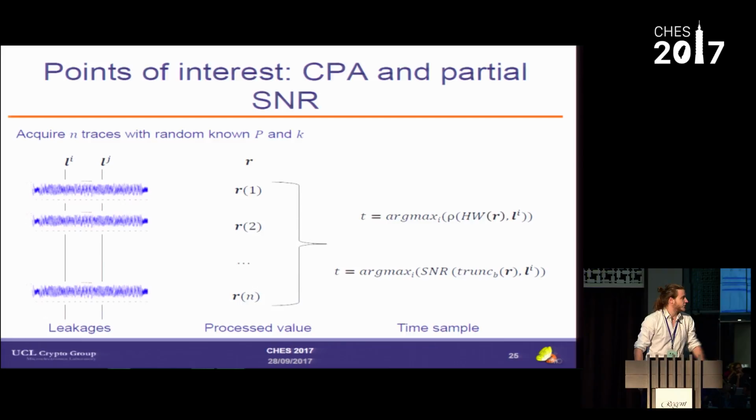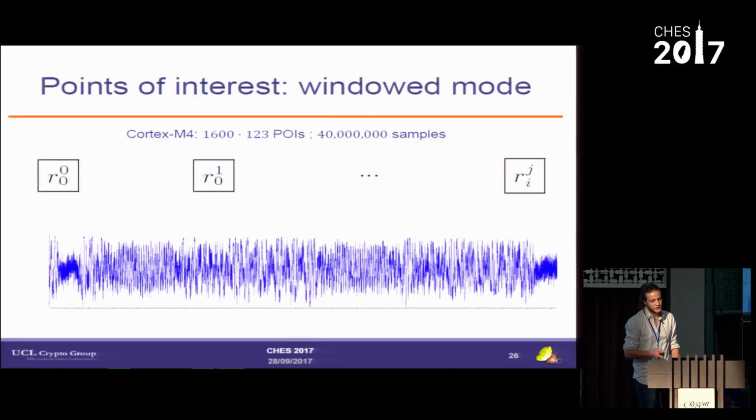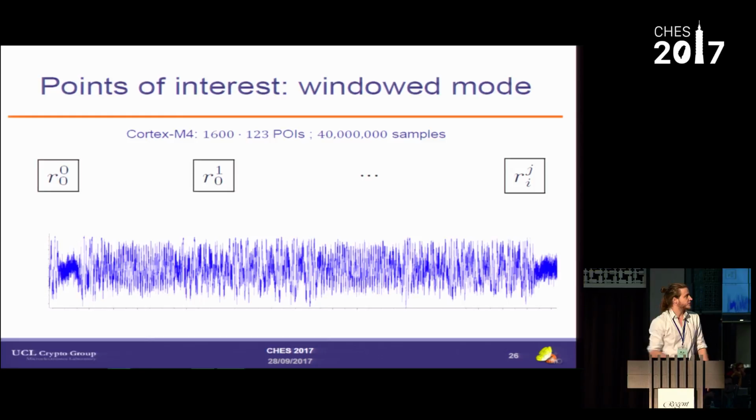But if you use partial SNR, you don't need a leakage model, but you do not use the full information of the register. So it's quite up to you. But the problem is, we have huge traces, 40 million samples, and we have 1,600 times 133 points of interest to find. So if we want to use, for example, correlation for each register, looking at the full traces, this will just take months.